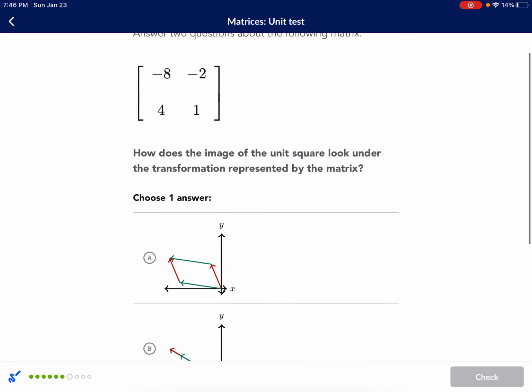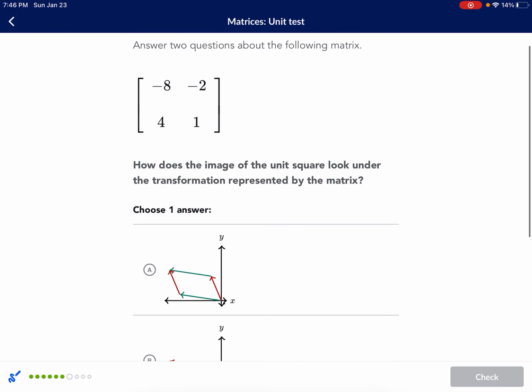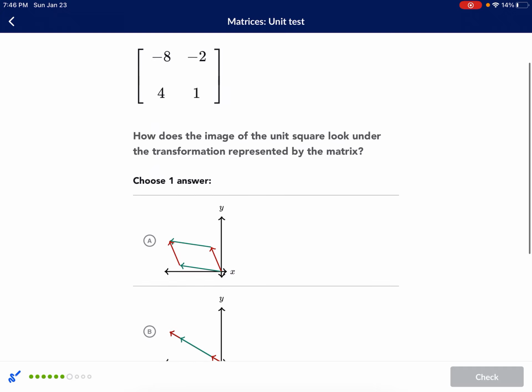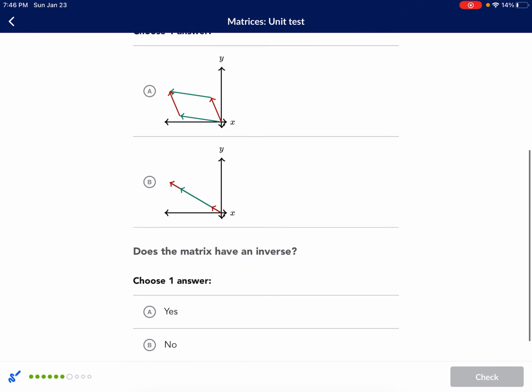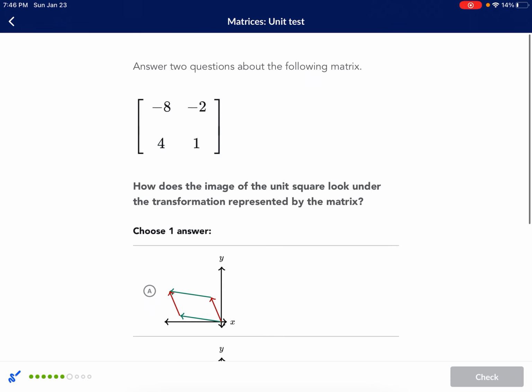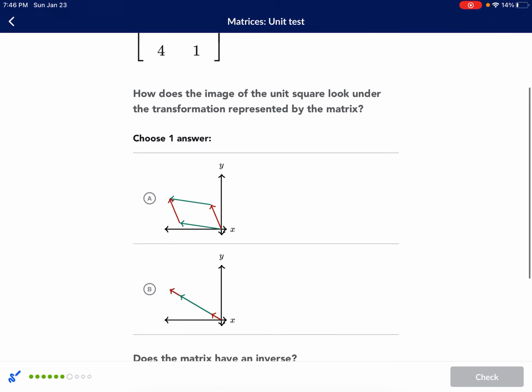Answered 2 questions about the following matrix. Okay, so negative 8, 4. I'm going to look for negative 8, 4. This automatically does not have an inverse because negative 8, 4 is a multiple of negative 2, 1. Okay, but let's see anyway.